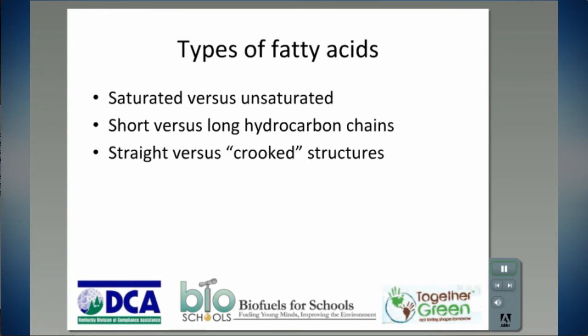The type of fatty acid and its structure affects its physical properties such as physical state, melting point, and solubility. We will be discussing types of fatty acids that are saturated versus unsaturated, short versus long hydrocarbon chains, and straight versus crooked structures.